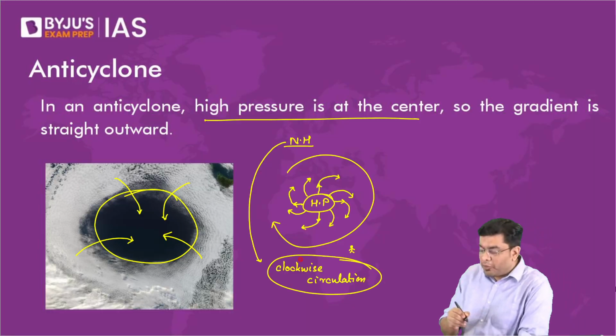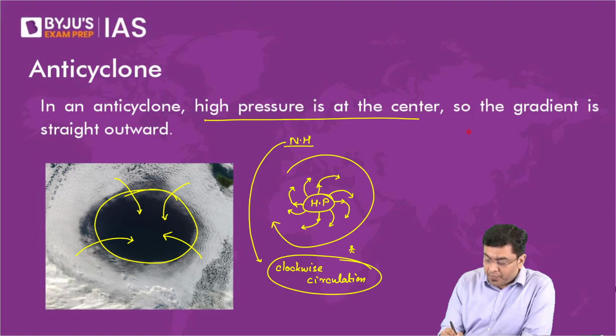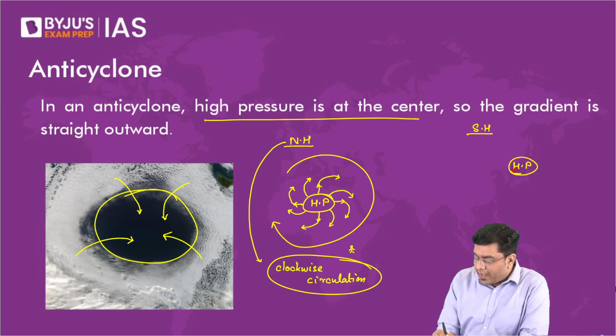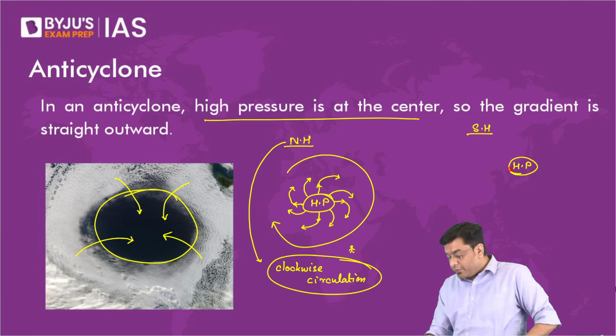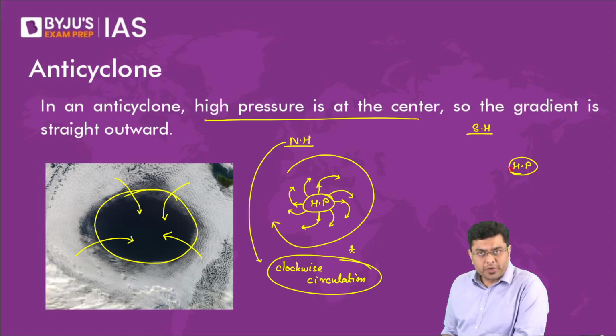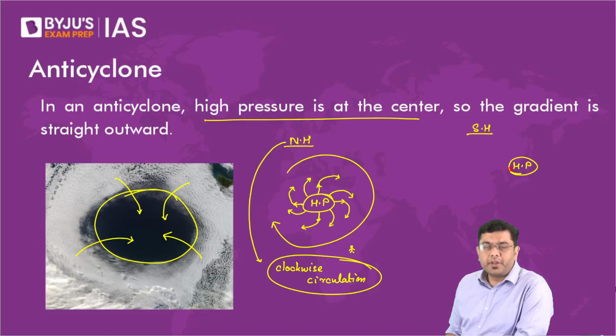When we talk about the southern hemisphere, in the case of the southern hemisphere, you have a high pressure. Why in high pressure are winds outwards? Because we know that winds always blow from a high to a low. So from high pressure, the winds will always originate because that is the region of excess. And low pressure is the region of deficiency. So winds will always be attracted towards low pressure.